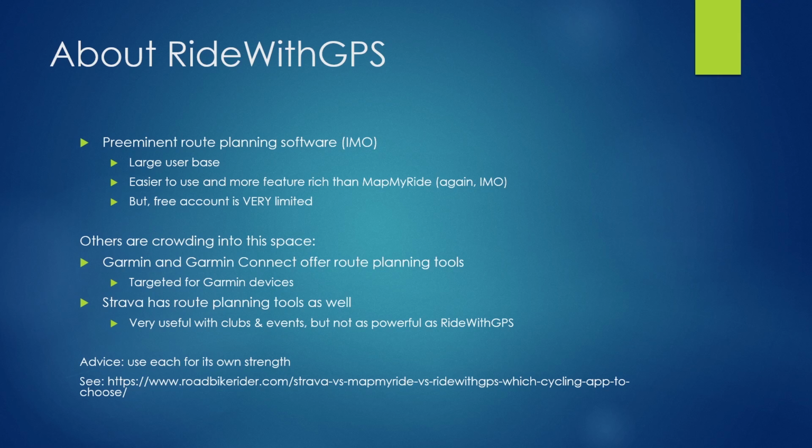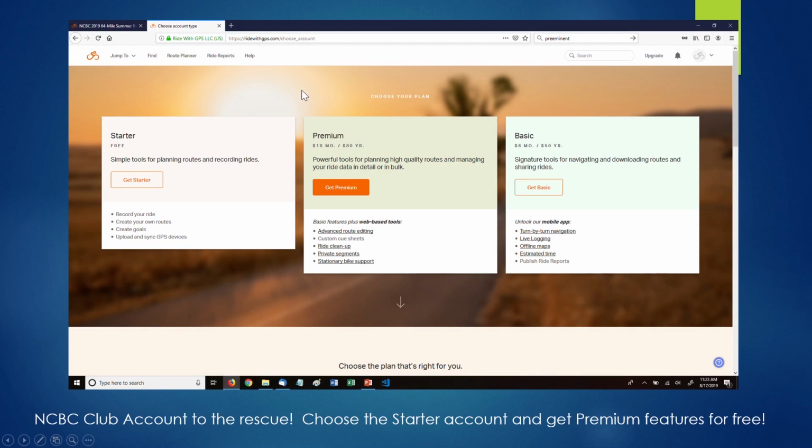So if you decide you want to join Ride with GPS, you go to their home screen, you log in, and this is what you see right up front. You've got to decide what kind of account you want. You get this little starter account for free, and you see the short list of things you can do with that. And then the much longer list you can do with the basic or premium accounts. But holy cow, look at that. That's $50 or $80 a year. Well, not to worry. We have an NCBC club account, which means you get all of that for free. That's a pretty good deal. So what do you do? Don't read this slide. I'll show you.